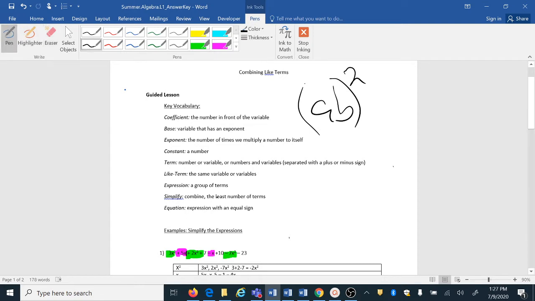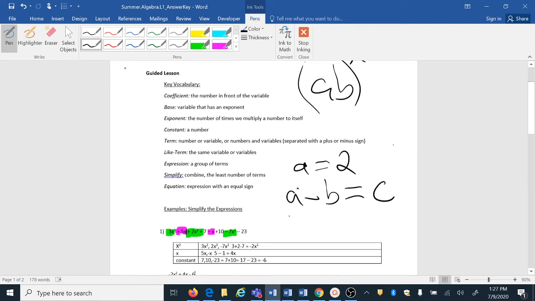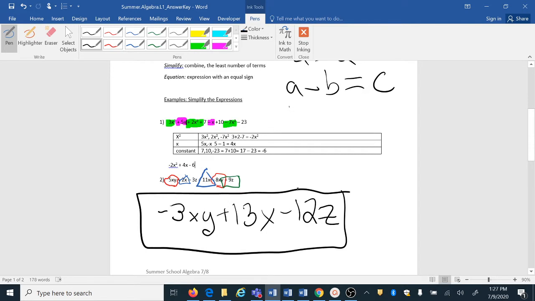Okay, an expression is a group of terms. This is an expression. This could also be an expression, right? To simplify means we're going to combine to the best of our ability until we have the least number of terms. Here the least number of terms is A, and here it's A minus B, because these can't be combined. So these are simplified already. An equation is an expression with an equal sign. So let's say I said A equals 2 or A minus B equals C. Those are all equations.